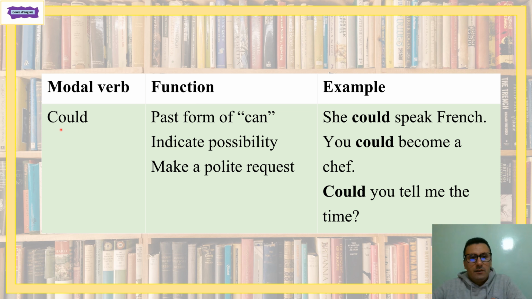Could. This modal verb, could. Function. Past form of the verb to can. Indicate a possibility or make a polite request. For example, she could speak French.